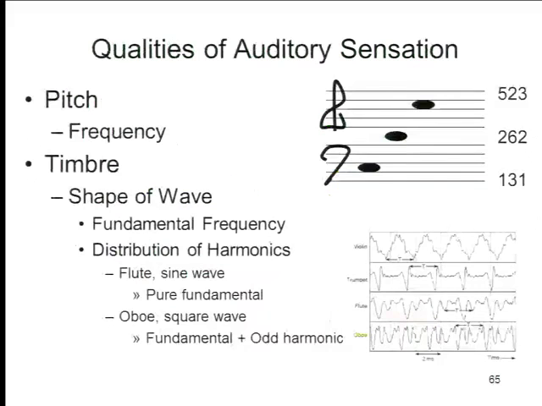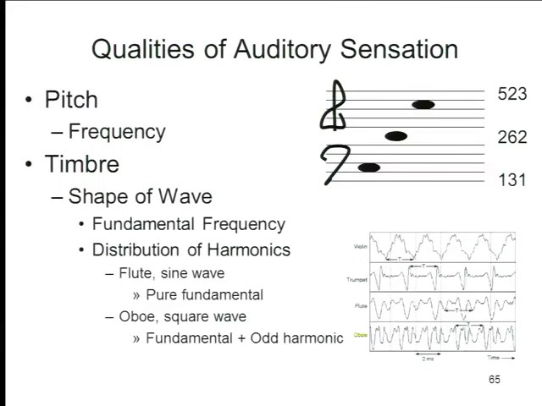You can see the same thing with auditory sensation. Here's the musical staff. Middle C, about 262 cycles per second. The second space C on the bass clef, about 131 cycles per second. Third space C in the treble clef, about 523 cycles per second. Each of the octaves is a multiple of the other: 262 is 131 times 2.